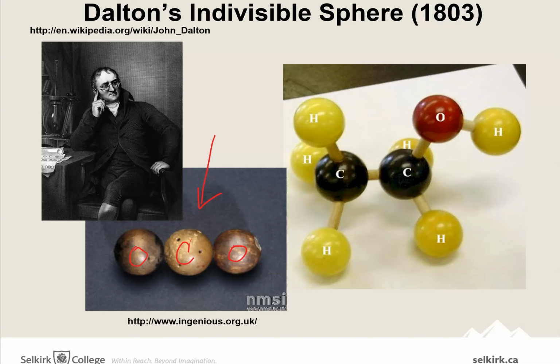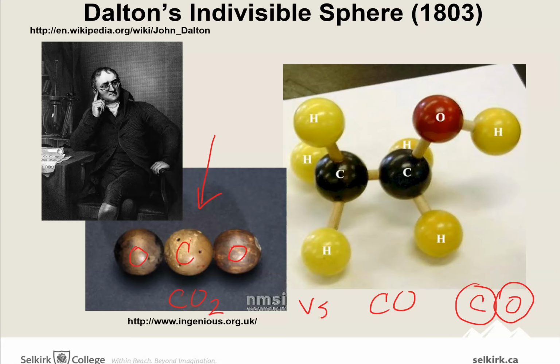He also explained the law of multiple proportions. Carbon and oxygen make more than 1 compound. You can make carbon dioxide, but carbon monoxide is another known compound of carbon and oxygen in which 1 atom of carbon combines with 1 atom of oxygen.